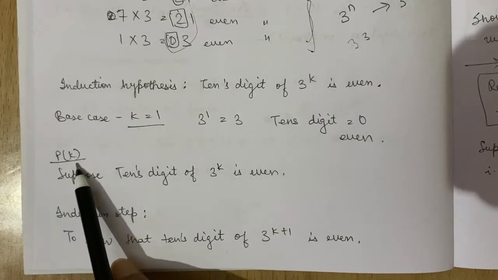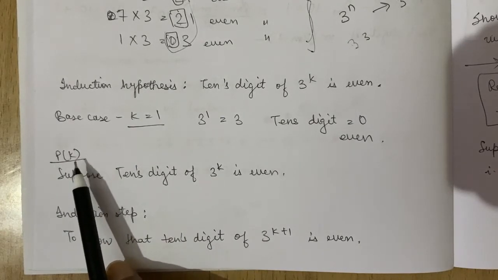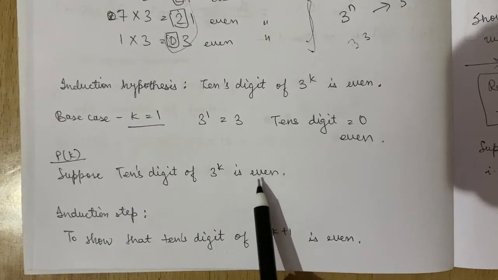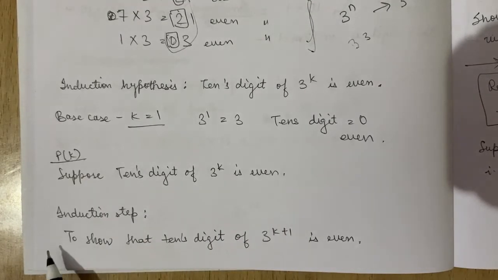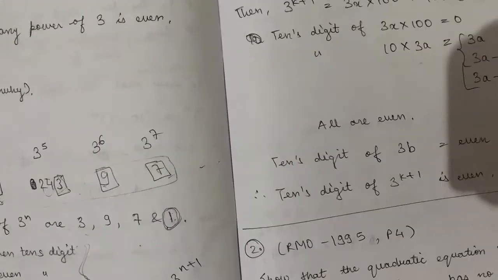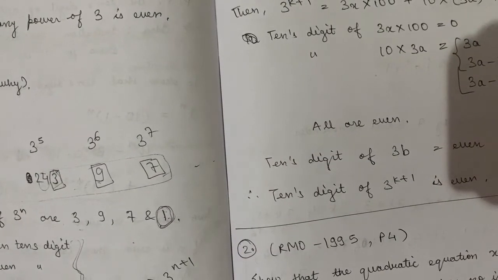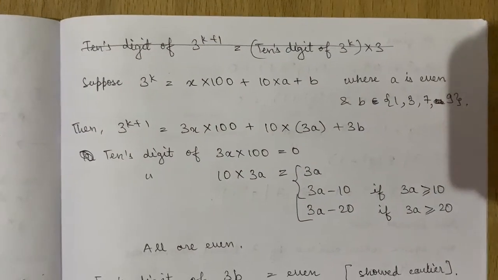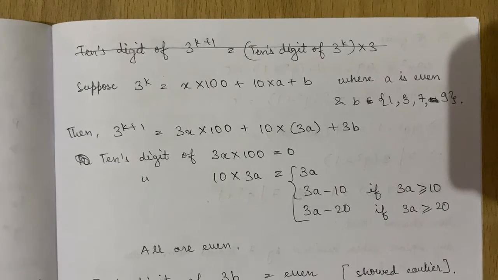Now, P(k), what is the induction hypothesis? The induction hypothesis is that the tens digit of 3 to the power k is even, which is what we assume in P(k). The induction step is to show that the tens digit of 3 to the power k+1 is even. So, assuming that the tens digit of 3 to the power k is even, we need to prove that the tens digit of 3 to the power k+1 is also even.